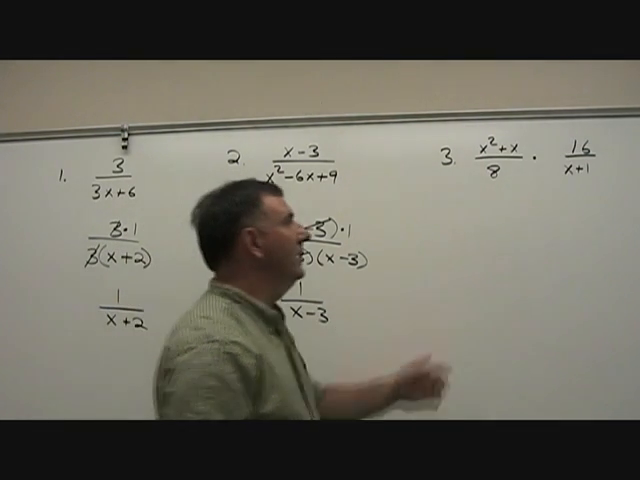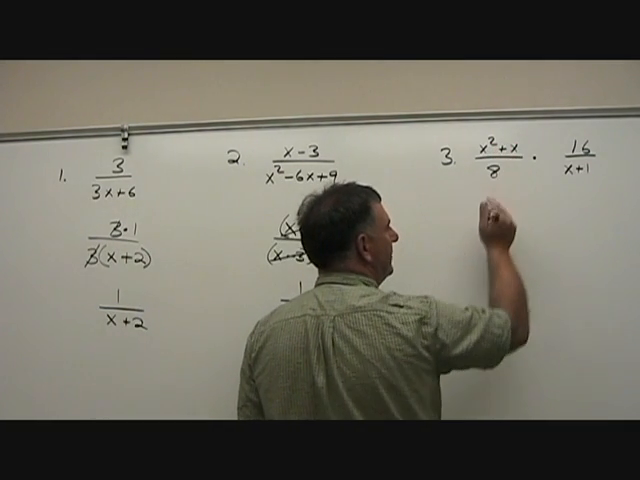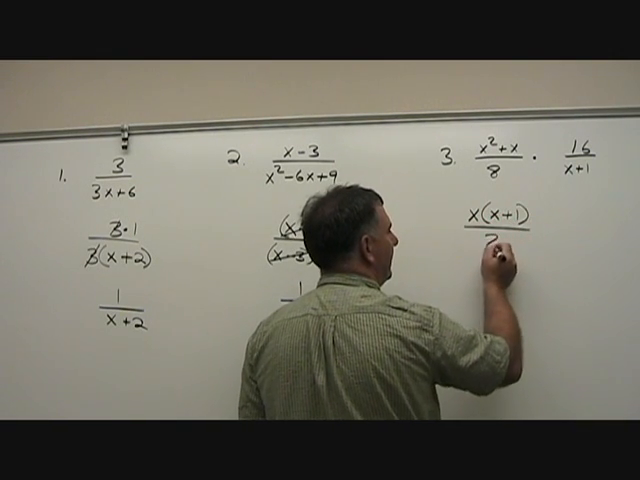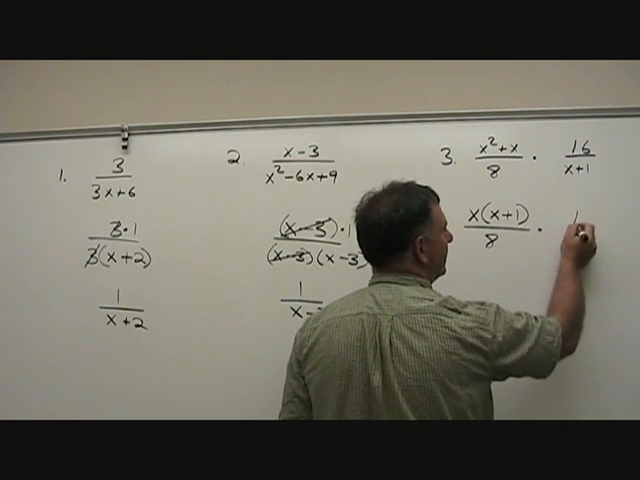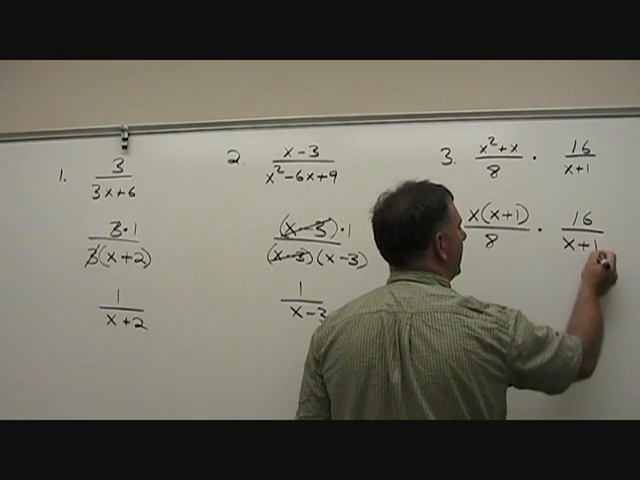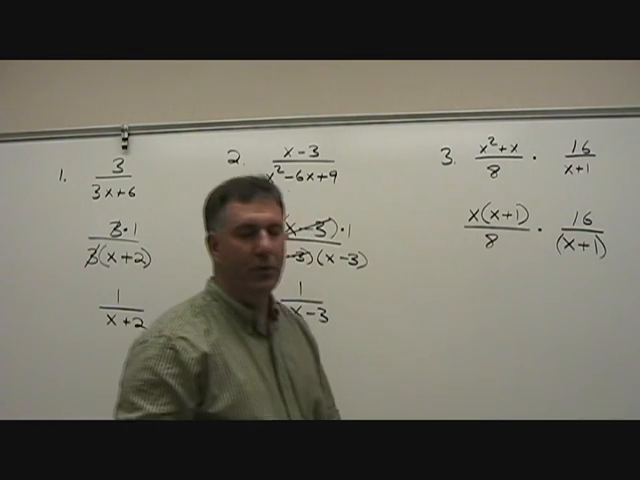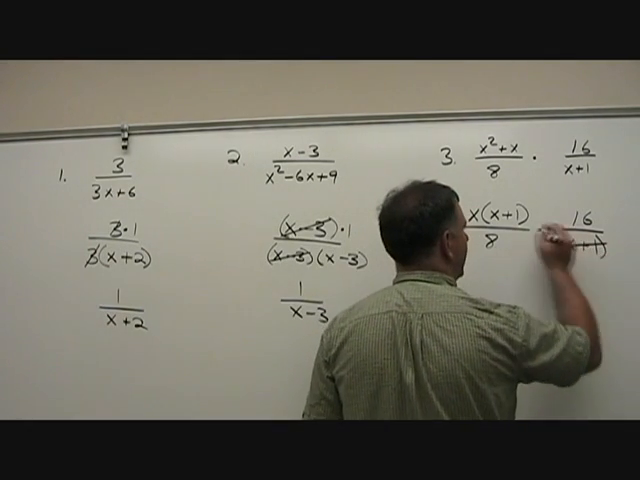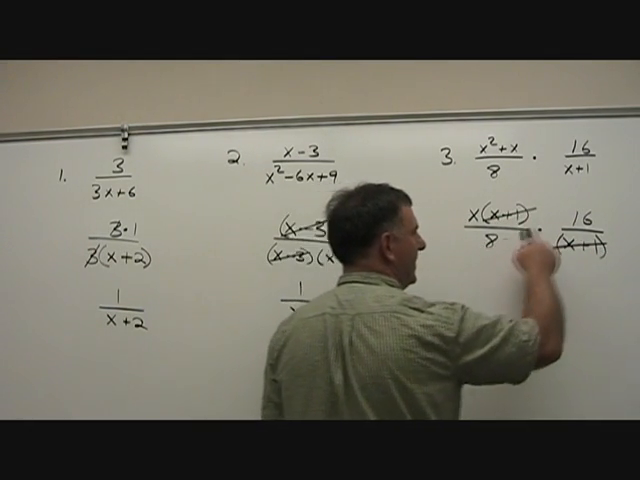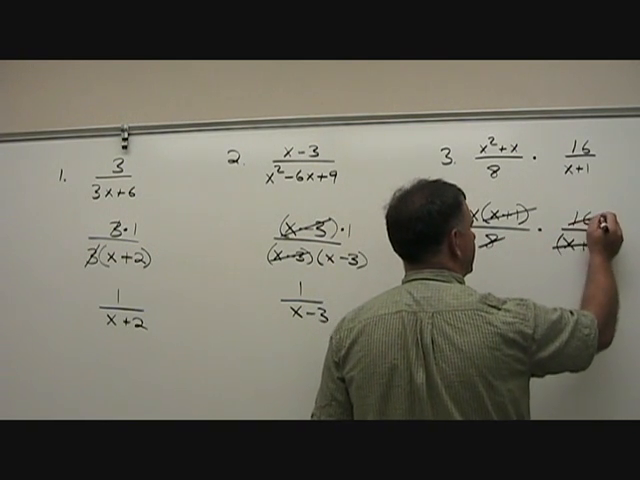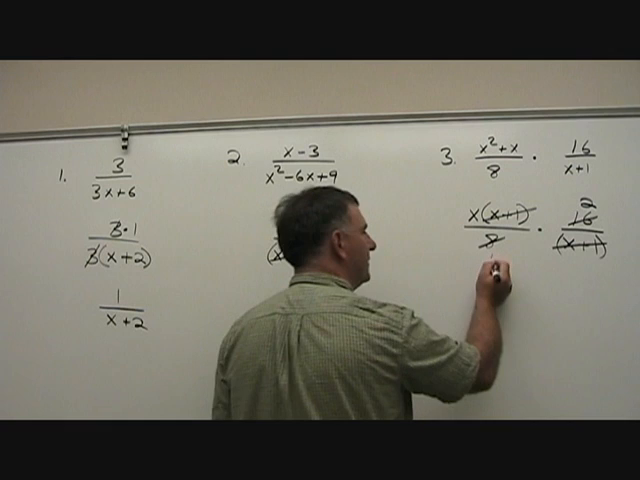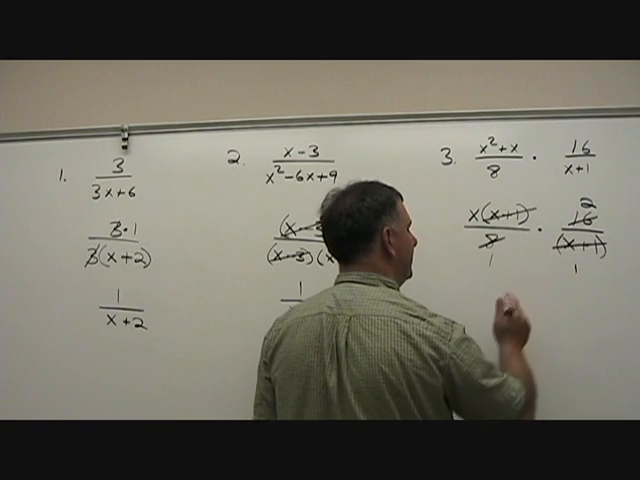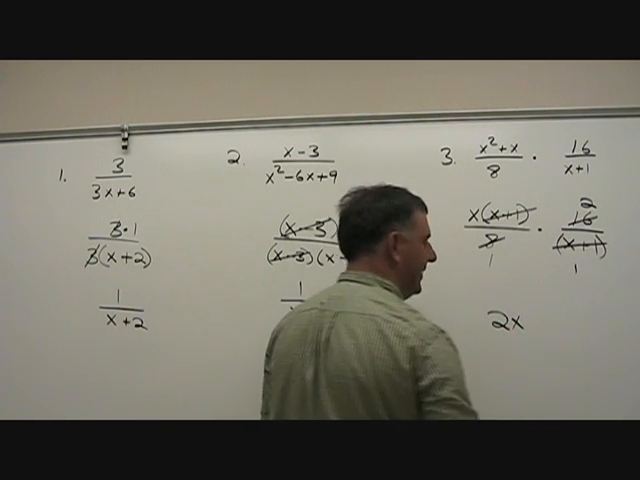For problem number 3, you will also need to factor the numerator here. Factoring out the x, we will have x plus 1. We will then have the denominator being 8 times 16 over x plus 1. Now, we can reduce. We have x plus 1 in the numerator and x plus 1 in the denominator, so we'll cancel those out. But we also have the 8 and the 16. Well, 8 goes into 16 2 times, and so that will leave us with just 1's in the numerator and 1's in the denominator, and x times 2 in the numerator, so we end up with 2x as our answer.